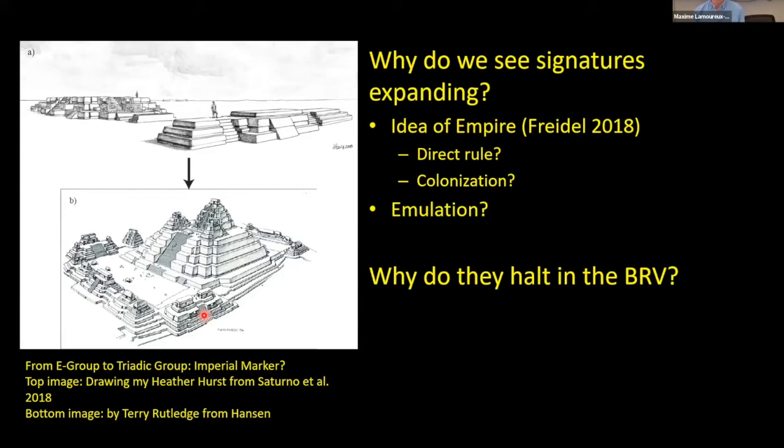And related to this, why does this phenomenon halt in the Belize River Valley? Why do we see the establishment of Actuncan but nothing further along?